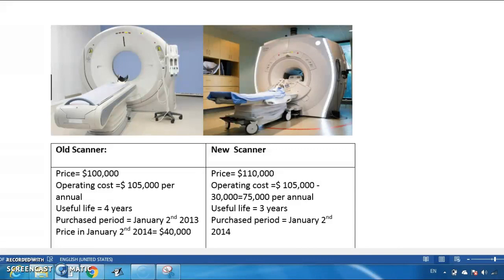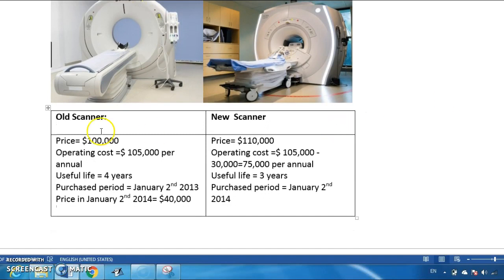So this is what we have. To make the question very clear, it's a hospital that has to make a decision whether to retain its old scanner or to replace it with a new one. So let's say this is the old scanner and this is the new scanner. For the old scanner, we have the following information.